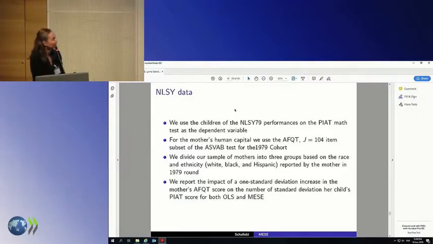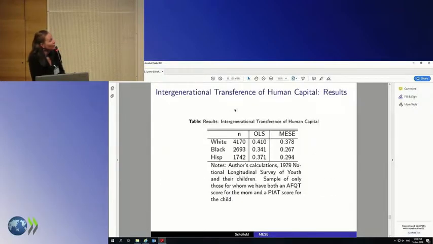And so we're going to report the impact of a 1 standard deviation increase in the mother's AFQT score on the number of standard deviations in her child's PIAAC score, for both OLS and MICI. So here what we see is that when we do not adjust for measurement error, we're actually overestimating the effect of mom on her children. This is good news for my kids. What we also see is, in fact, that we get differences in the amount of human capital transference, or in the correlation, if you will, between races.